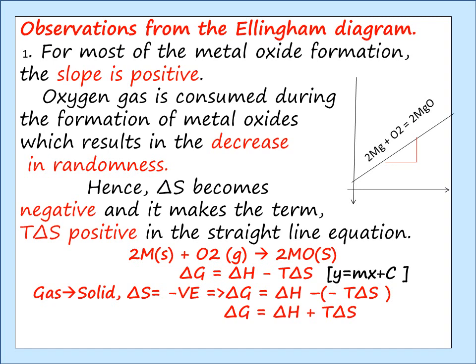We know very well that when a gas is converted to solid or when a gas is converted to liquid, the randomness decreases. So, if the randomness decreases, delta S value becomes negative. We know that delta G is equal to delta H minus T delta S. Minus T delta S should be multiplied by another negative value. So minus of minus, it will become plus. So delta G will be equal to delta H plus T delta S. Now the slope value will become positive. So for most of the metal oxide formation, the slope value is positive.